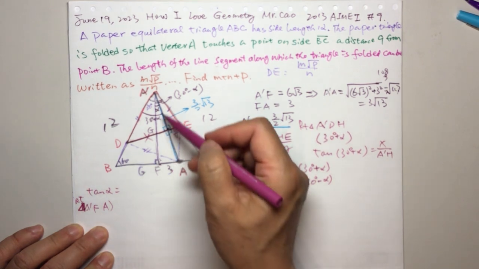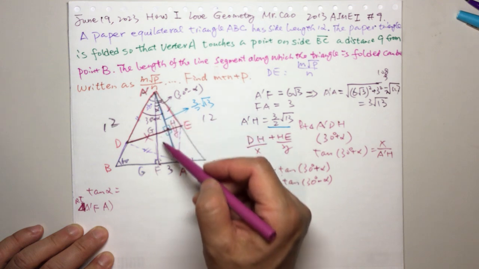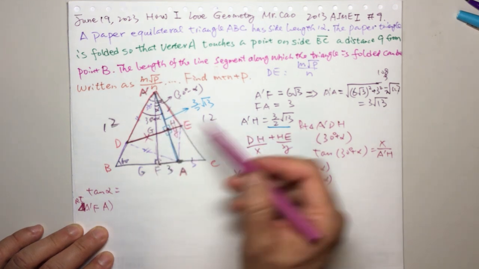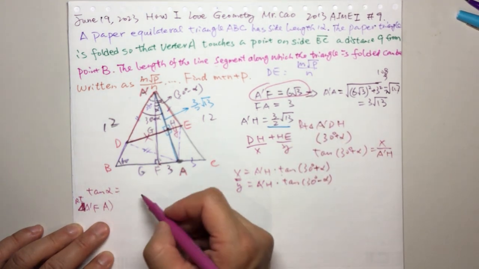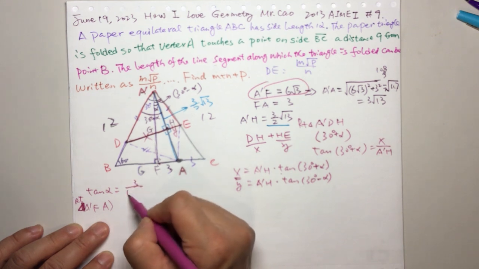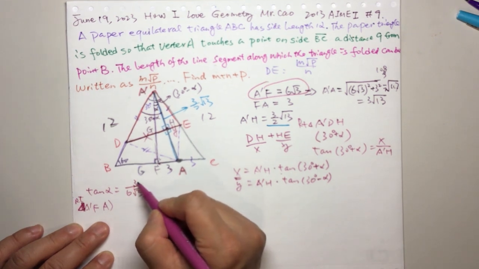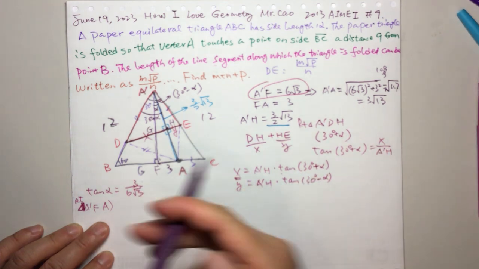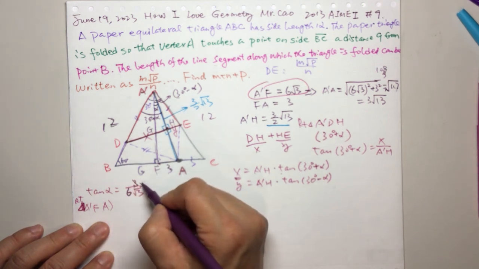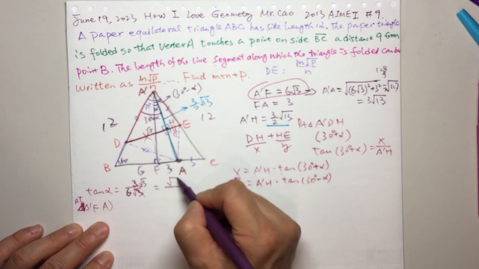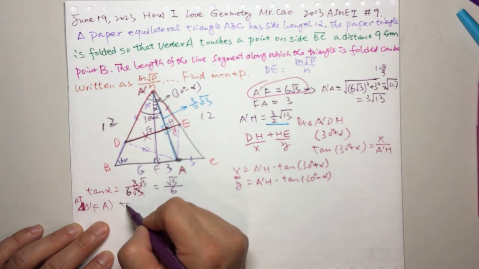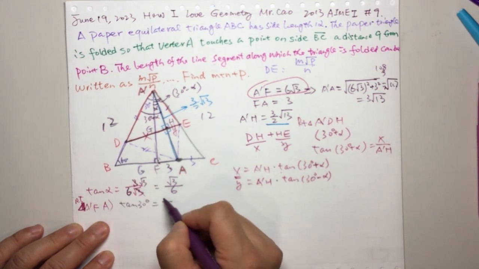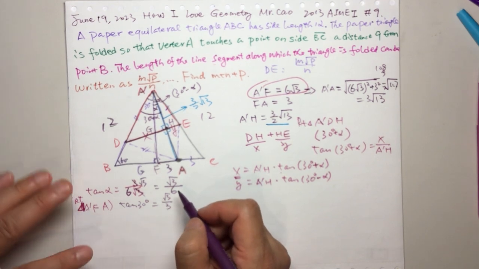This side is 3, this is 6, and this is 6 times square root of 3. So tangent alpha will be 3 over 6 square root of 3, which is square root of 3 times square root of 3. We can cancel and get square root of 3 over 6. That's tangent alpha. We know tangent 30 degrees is square root of 3 over 3.